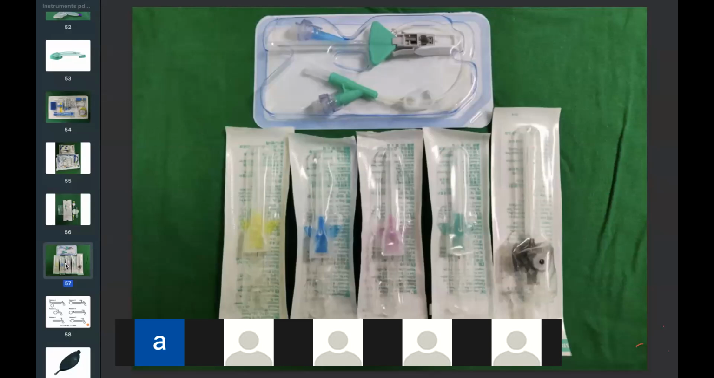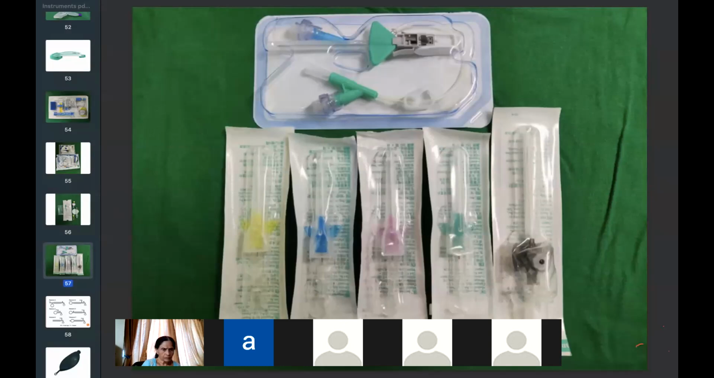What is the material which it is made of? Shweta, what is the material that this is made out of? Are you there with me? Yes, ma'am. The material is a polyurethane thermoplastic material, which is highly biocompatible, and it enables the cannula to remain in place for a prolonged period.